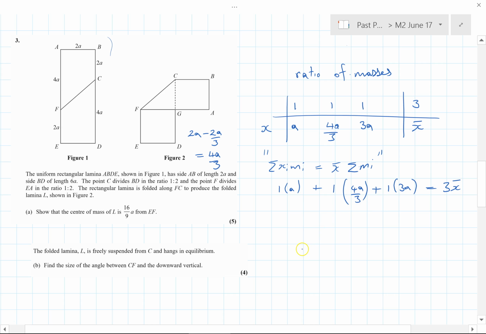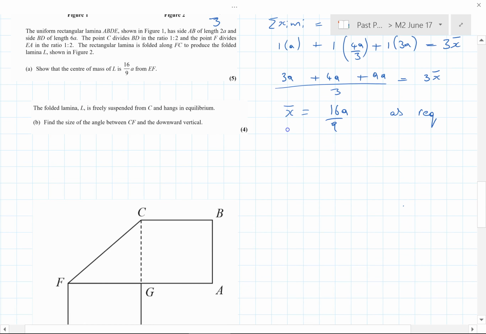Now putting these over a common denominator, I'll get 3a plus 4a plus 9a over 3 is equal to 3x bar. So x bar is equal to, that's 7 plus 9, that's 16a, so that's over 3 times 3, so that's 16a over 9 as required. I think you'll agree, as these questions can go, this is not the most difficult, the first part. And then we've got something with a little thing in it in part B, but nothing too much.